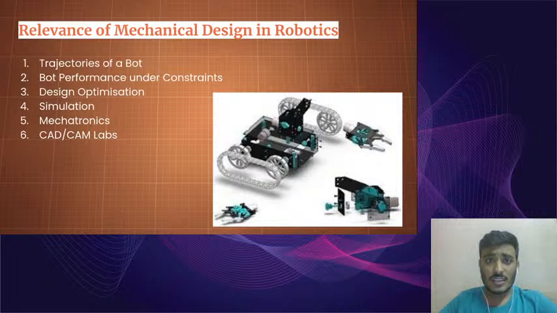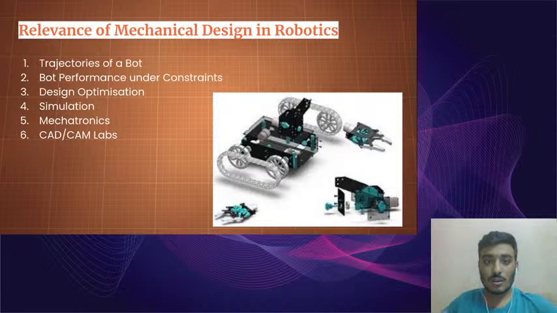Relevance of mechanical design in robotics. There are a few listed here. I'll discuss them one by one. If we want to determine the trajectories of a robot, which path it undertakes to perform a specific function, we need mechanical design for that. Then bot performance under specific constraints. We might have some conditions wherein the bot is supposed to not perform this function or that function. So we need that. Design optimization.